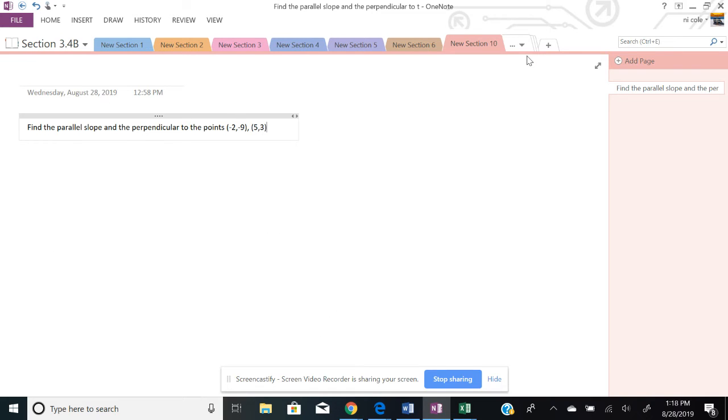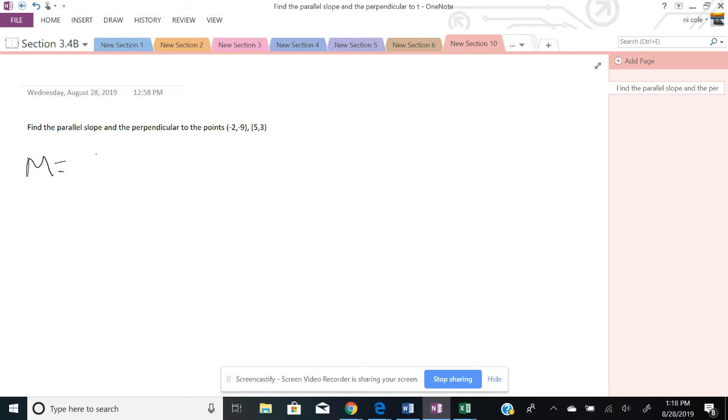Problem 10. All right, so I need to find the parallel slope and the perpendicular slope to these points. Okay, so if I have these set of points, I need to find the parallel slope. How do I go about doing that? Well, the answer is I have to find the slope.